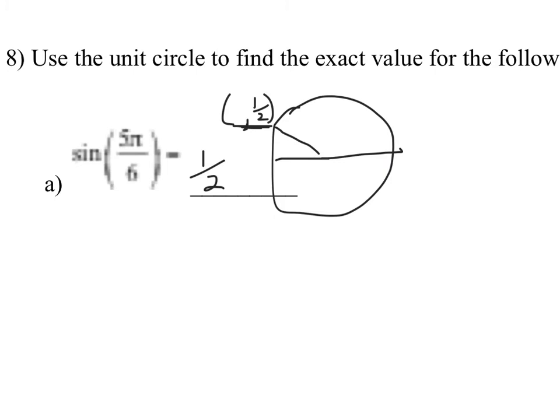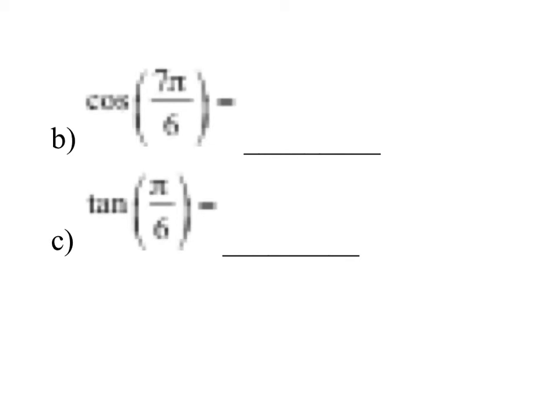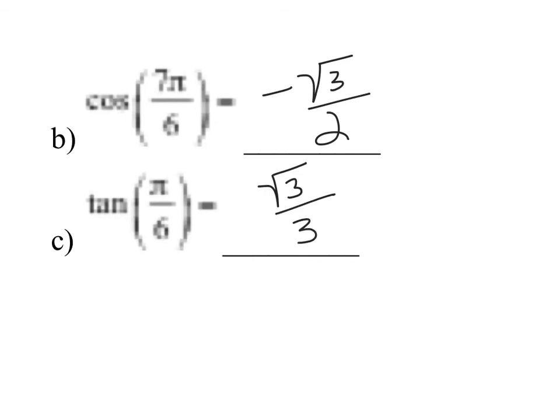The next one is cosine of 7 pi over 6. So the cosine of 7 pi over 6 is negative root 3 over 2. So basically you're just reading your unit circle. Tangent of pi over 6 is root 3 over 3. So you'll need to know where to look on your unit circle to find these values for sine, cosine, and tangent.